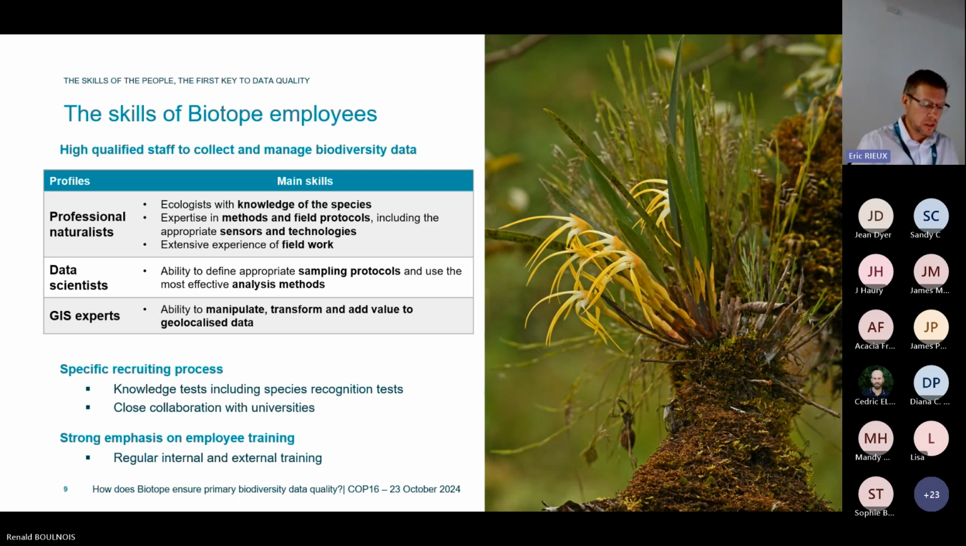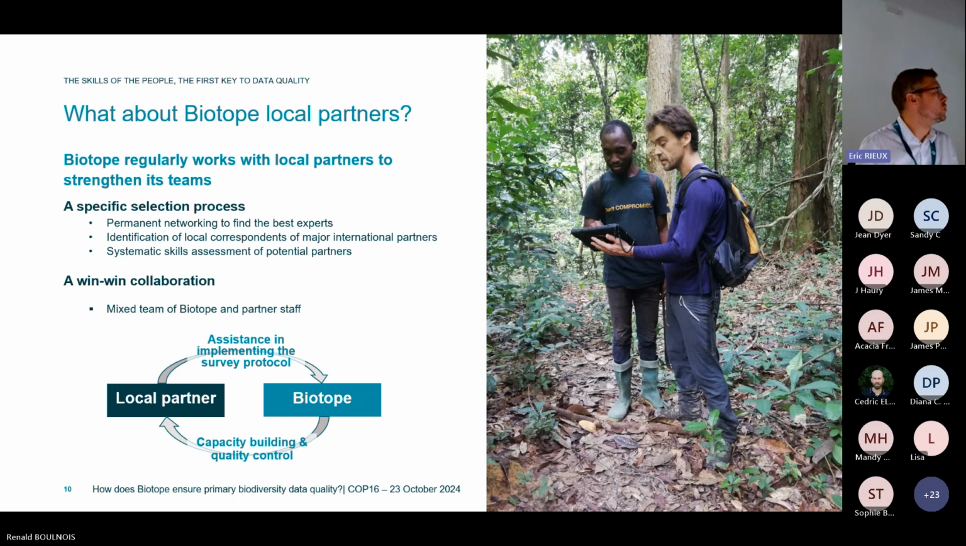They are able to collect the data themselves in the field, but also to support the collecting of data with partners, because we don't have worldwide knowledge of the biodiversity, of course, and we used to collaborate with local partners such as local consultancies, local NGOs, and also local authorities, in order to collect data in the field. So we follow a specific selection process to choose our partners in terms of field data collecting.